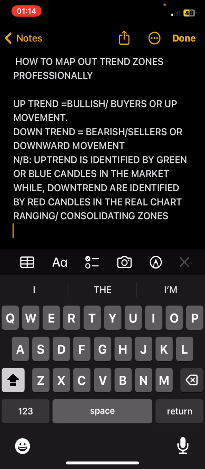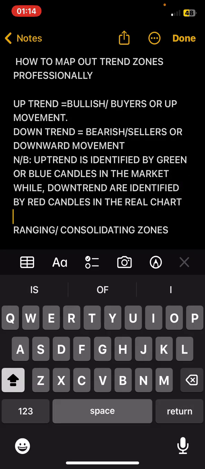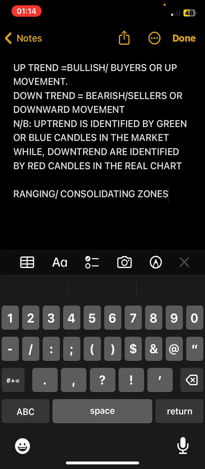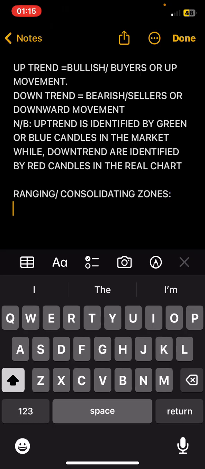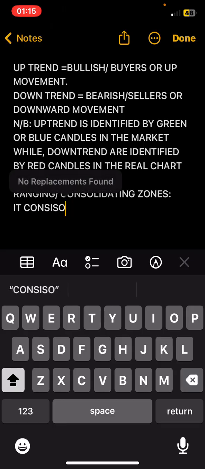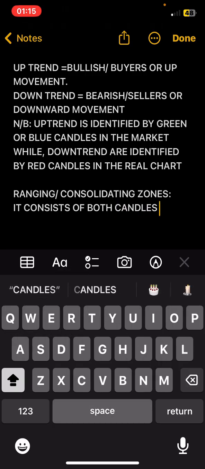Lastly, our consolidating zone. I've told you all the names for consolidating zone, so there's nothing much to say about that. It consists of both trends, both candles.